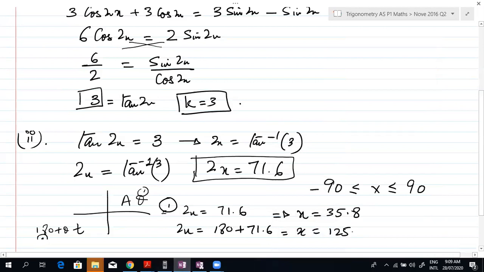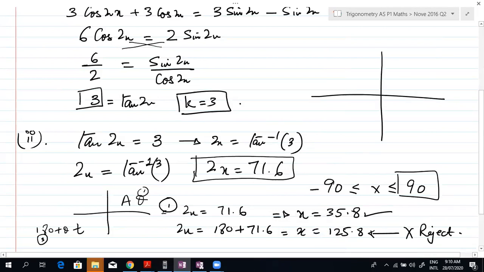125.8 is not less than 90, and the limit has to be 90. So I have to reject this value. This is fine for the positive quadrant. So what I've done till now is, I've got this value, 35.8. This value I had to reject because it was exceeding 90 degrees. The range is from negative 90 to positive 90.